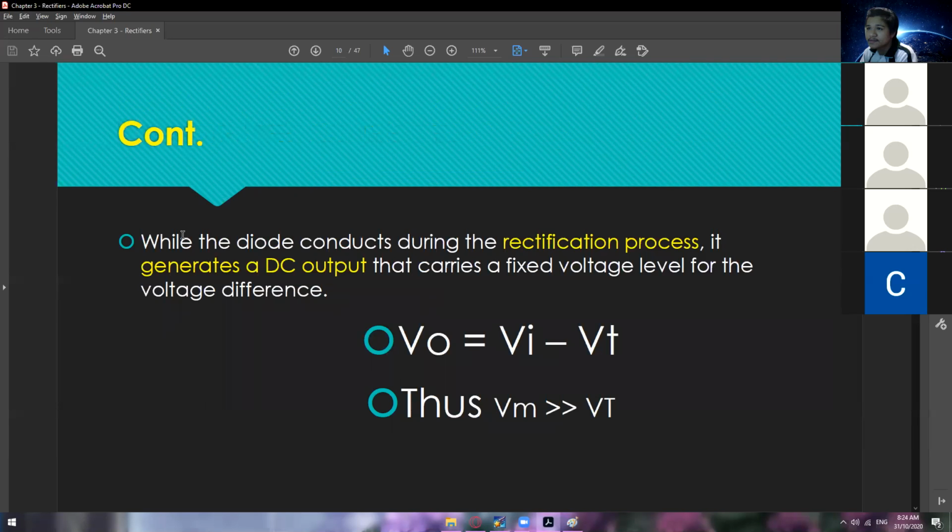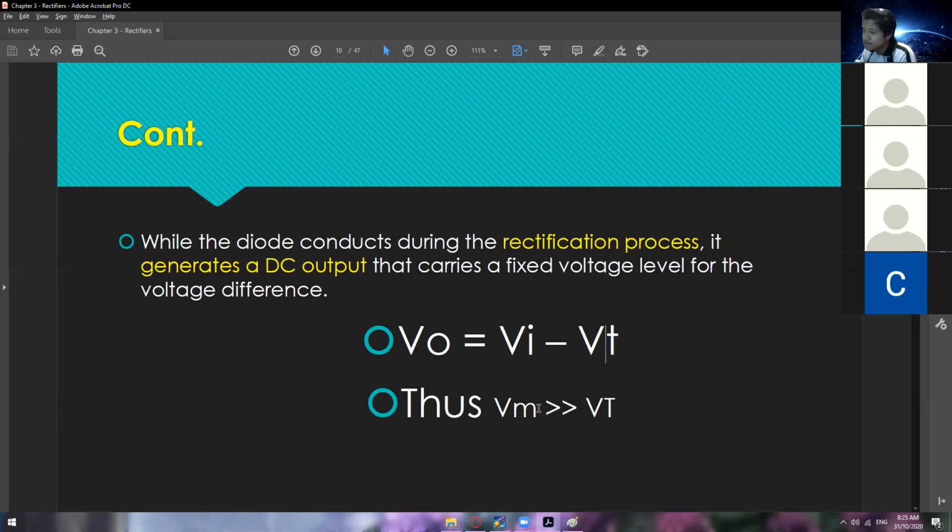Right? So here's a continuation. While the diode conducts during the rectification process, it generates a DC output that carries a fixed voltage level for the voltage difference. So before, we only have VO equal to V sub I if and only if we have an ideal diode. But in here, since the diode now is a silicon diode, we have to consider the voltage threshold, or the voltage of the diode, which is 0.7 volts.